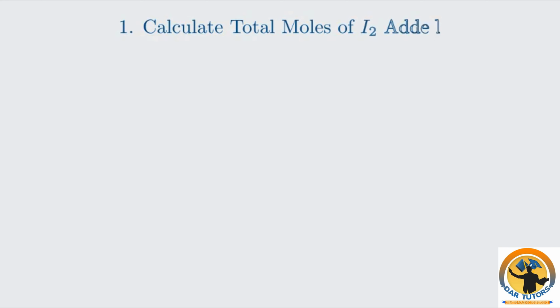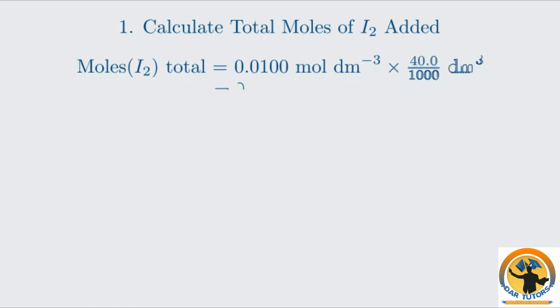Let's execute the strategy we just outlined for the back titration problem. First, we'll calculate the total moles of iodine that were added to the wine sample at the beginning of the experiment. Moles equals concentration times volume. We added 40.0 cubic centimeters, or 0.0400 dm3, of 0.01 molar iodine. This gives us a total of 0.0400 moles of iodine.